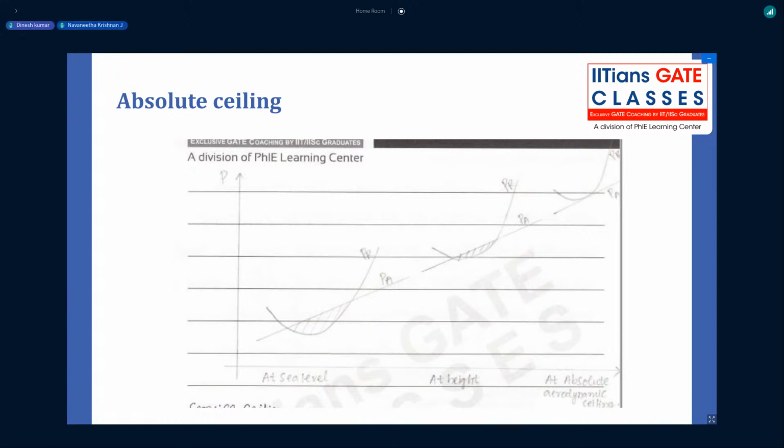What is absolute ceiling? It's just like a person being in his home. For example, you have a roof and you are trying to jump in your house. When you are trying to jump, there is a roof over your head, so you cannot jump over that roof. Same thing for an aircraft. The absolute ceiling is an imaginary ceiling above which the aircraft cannot climb.